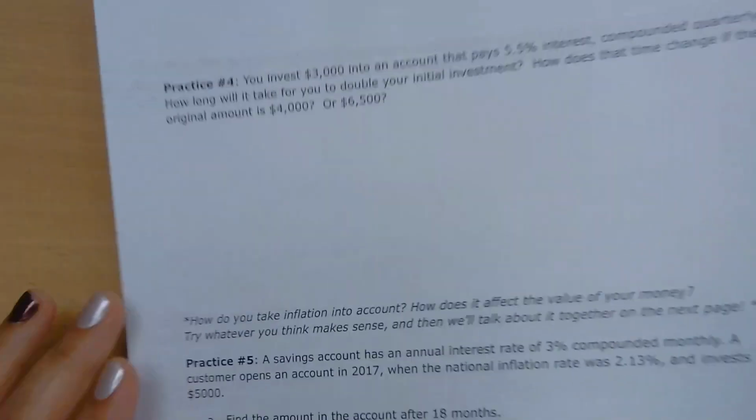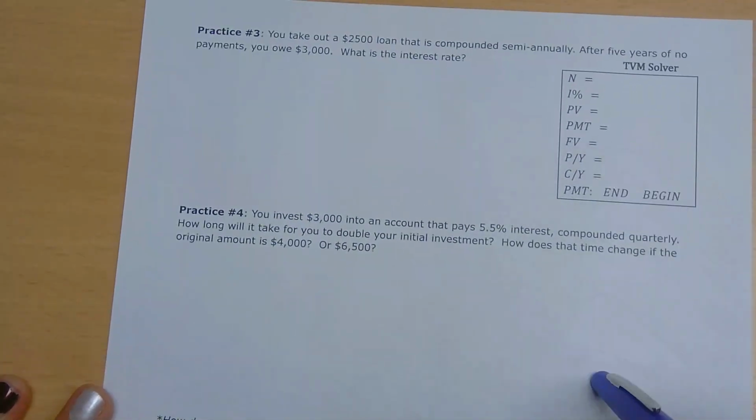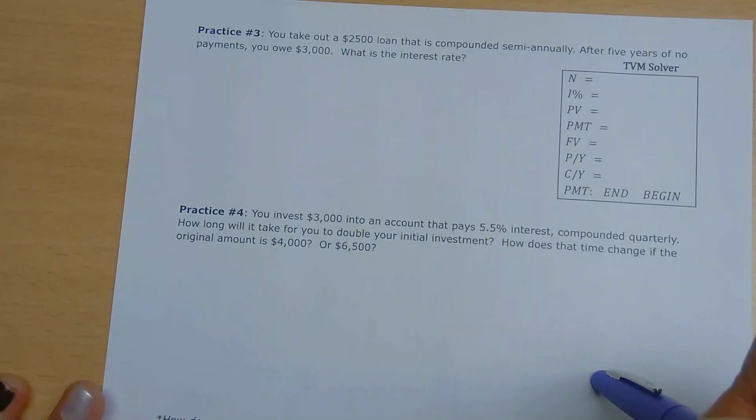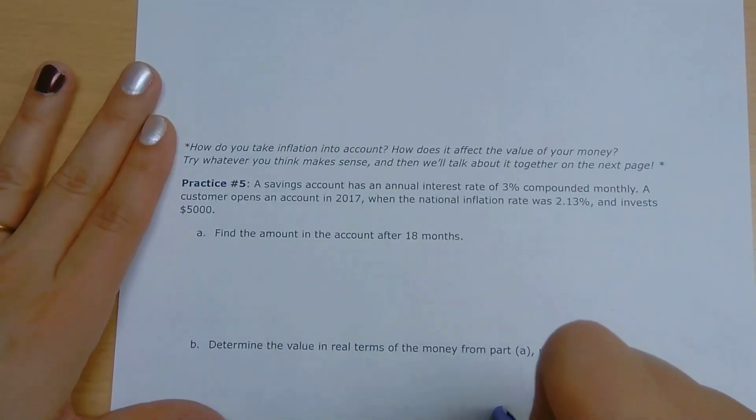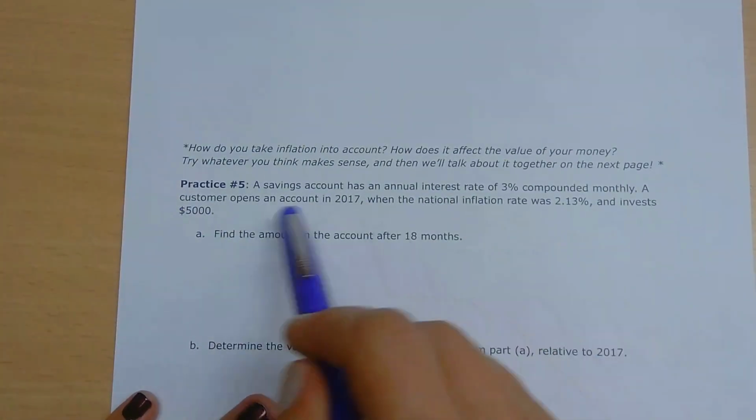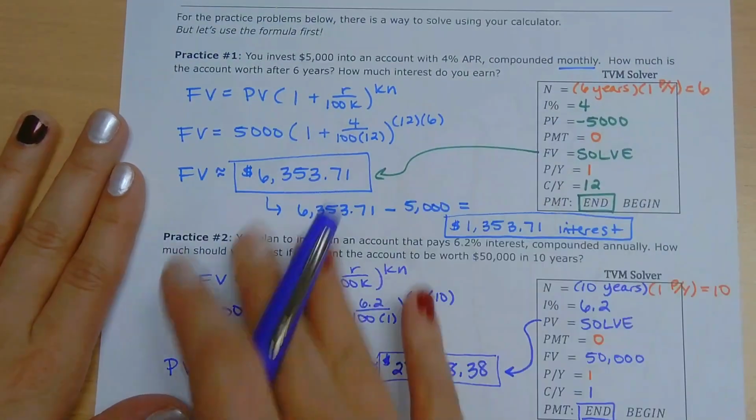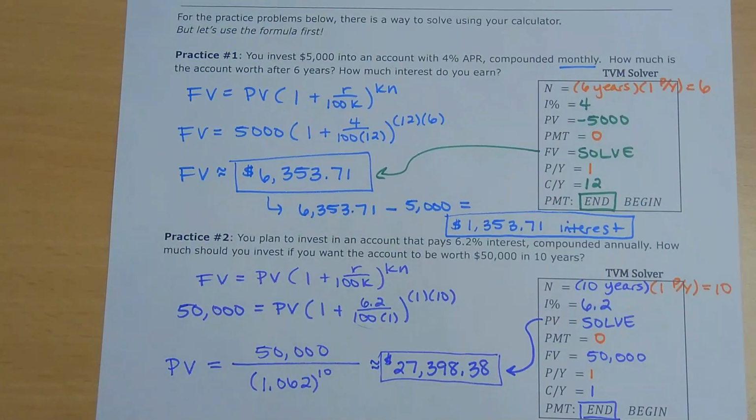So there are 2 more, it looks like, on the back. Well, actually 3 more because we also have an inflation problem here with real terms. So you can feel free to practice on those as well and compare them to what we originally did. See if you get the same thing when you use the solver.